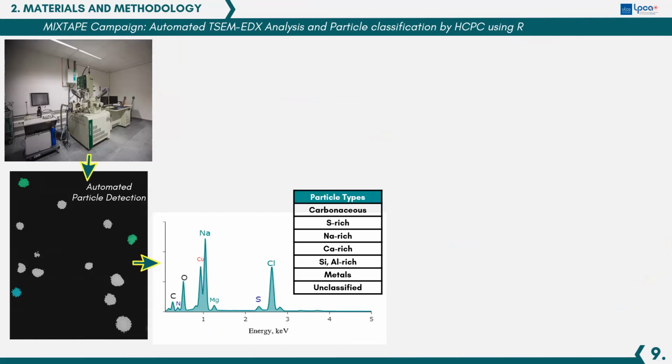So each analyzed particle will provide an EDX spectrum, as you can see here in this figure, and all the particles analyzed will be classified using a program from R, which is hierarchical clustering on principal components. So we will classify the particles into seven particle types, including carbonaceous, S-rich, NR-rich, CR-rich, SCl-rich, metals, and another group that sums up all other particles that were not classified.